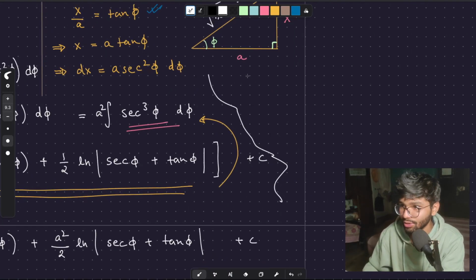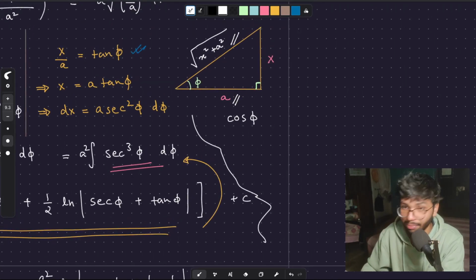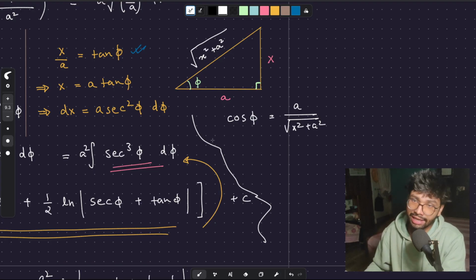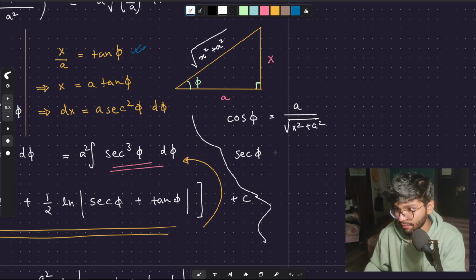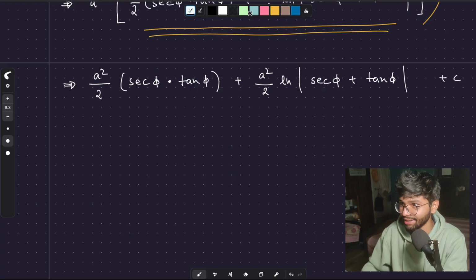Let me do that over here. So cosine of phi is nothing but the base over the hypotenuse. So that equals a over the square root of x squared plus a squared. So secant would be the reciprocal of this. So secant phi is just the square root of x squared plus a squared over a. Okay, great. So we can just substitute that back here.